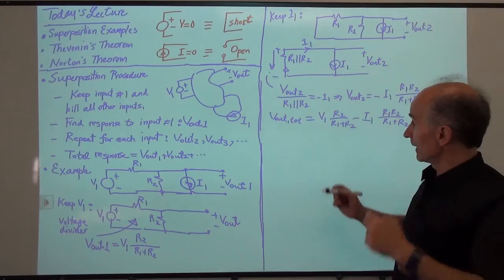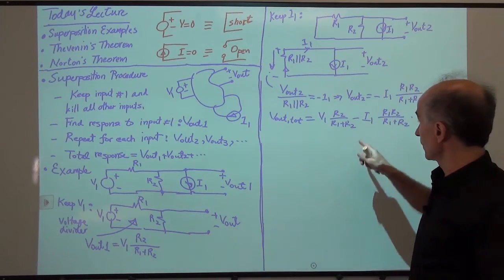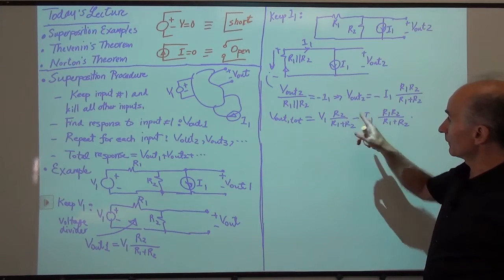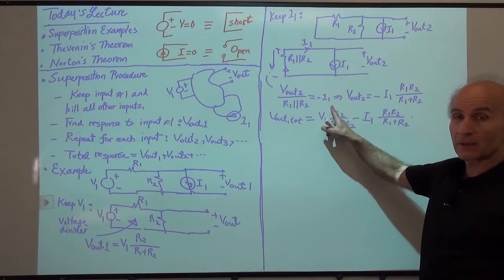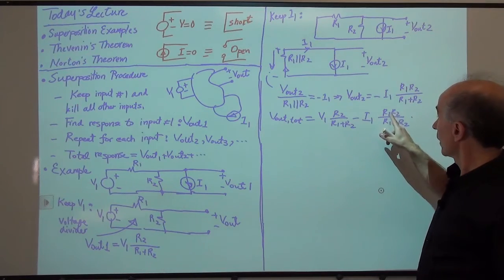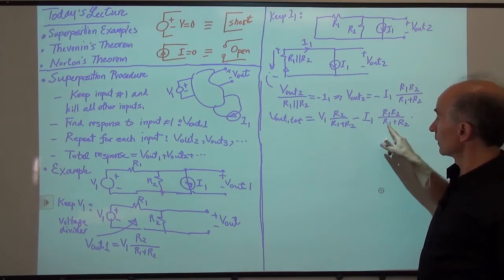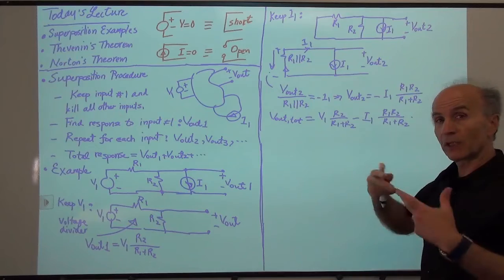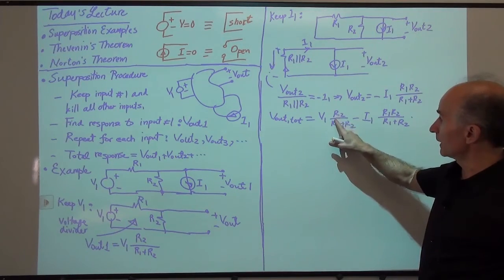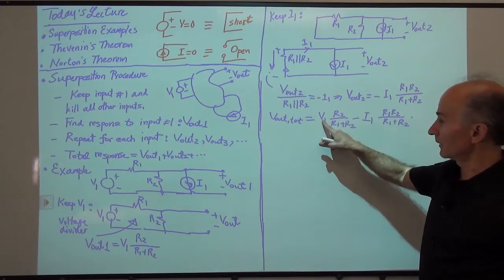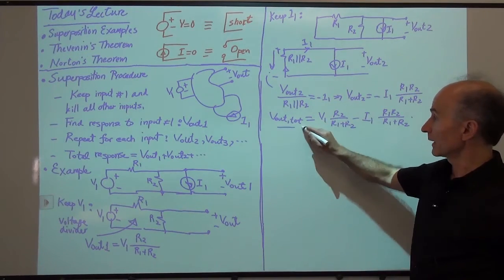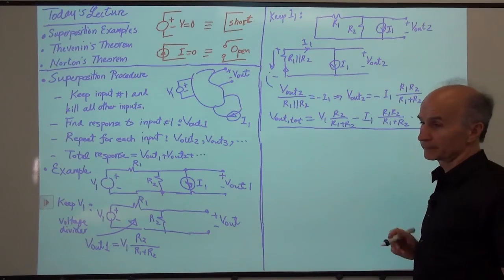All right, and I encourage you to ask yourself, now that we have a symbolic result, for example, if R2 goes to 0, this goes to 0. Why? If R1 goes to 0, this goes to 0. Why? Okay, try to intuitively explain these things. If R2 goes to infinity, this goes to 1 times V1. Why? Right? If you answer all these questions, then it means that you understand the circuit very well.